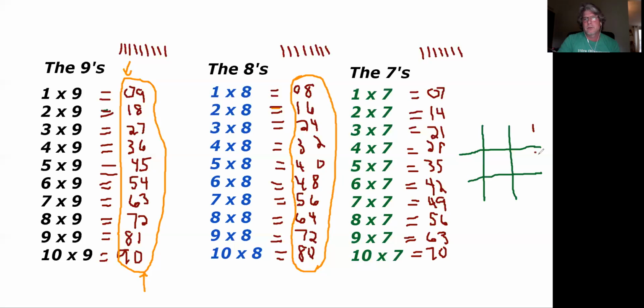1, 2, 3, 4, 5, 6, 7, 8, 9. And then what we do is now we go across.